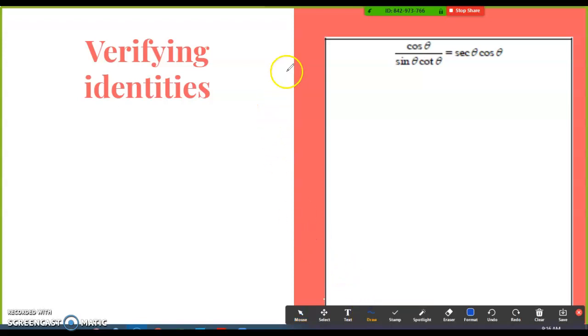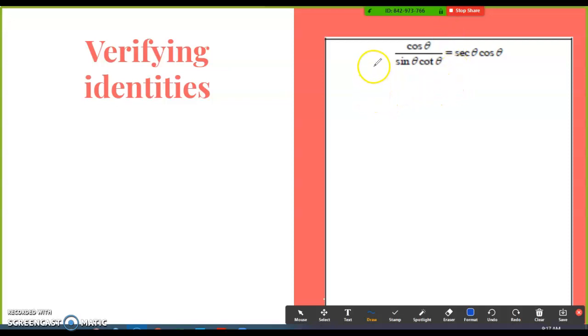Okay, let's try again. And we are going to use our identities to verify expressions for all angles. So we have this expression: cosine of theta divided by sine of theta cotangent of theta is equal to secant of theta times cosine of theta.